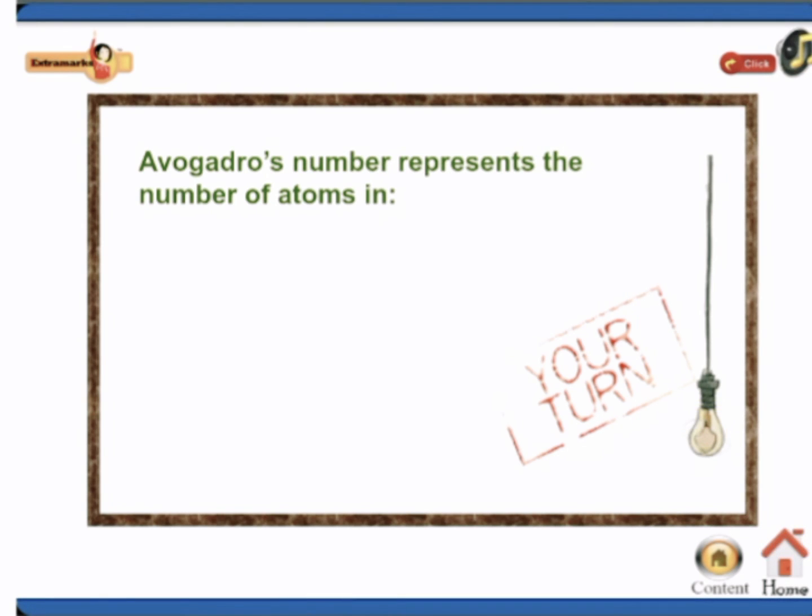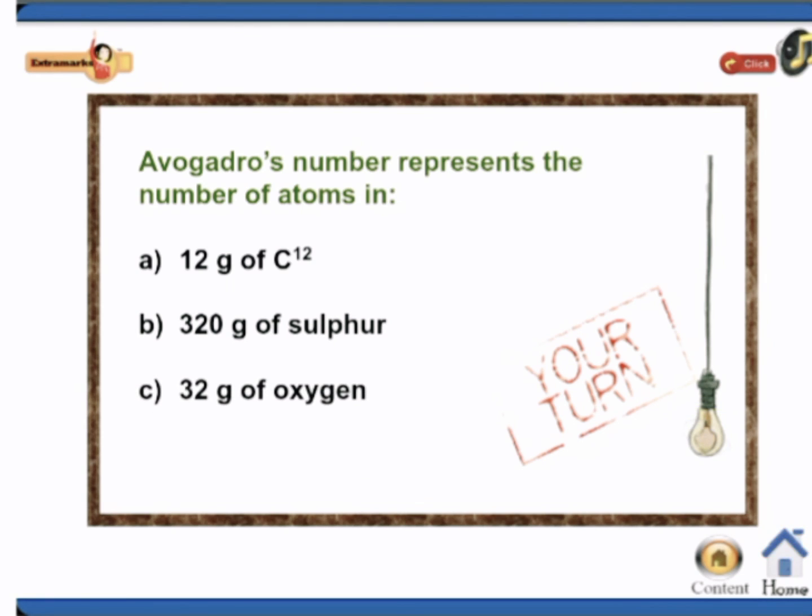It's time to test your knowledge. Complete the following. Avogadro's number represents the number of atoms in. The options are A. 12 grams of C12, B. 320 grams of sulfur, C. 32 grams of oxygen, D. 12.7 grams of iodine.